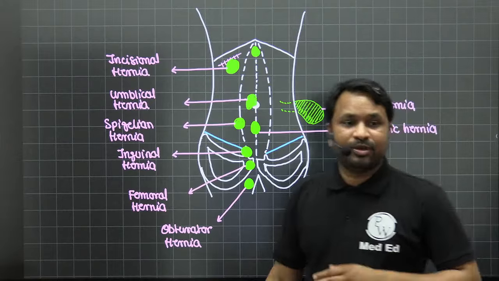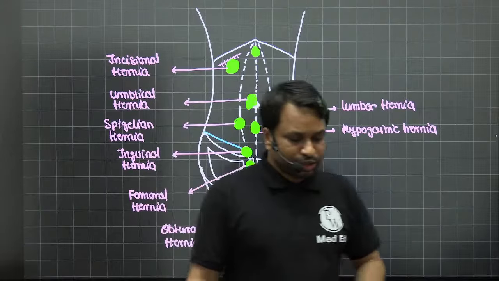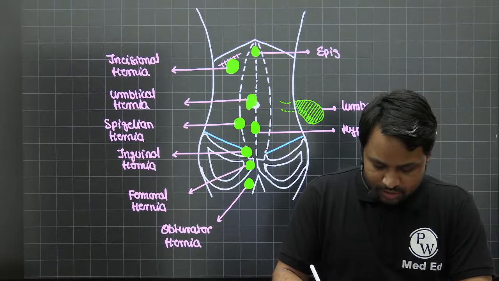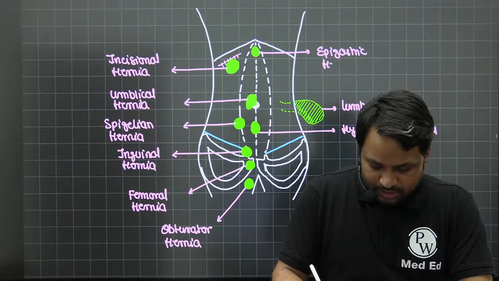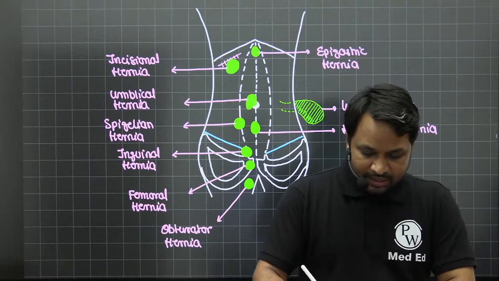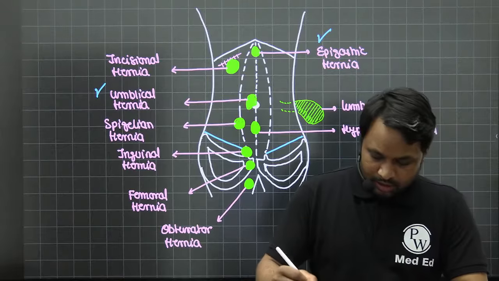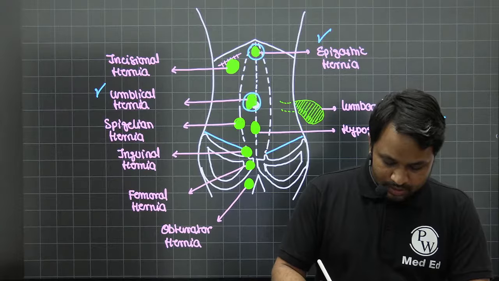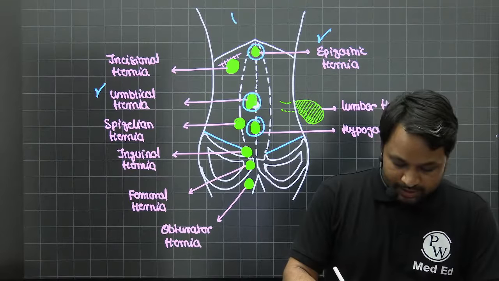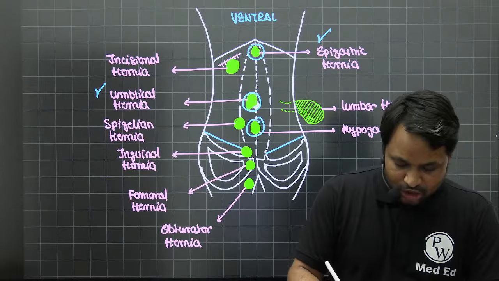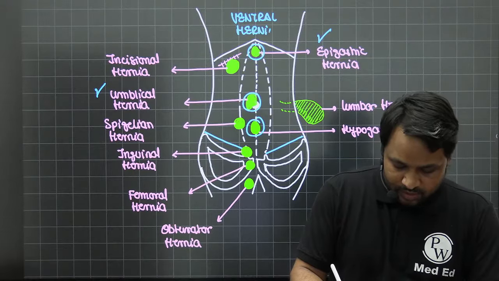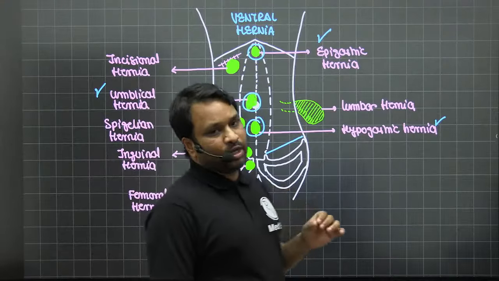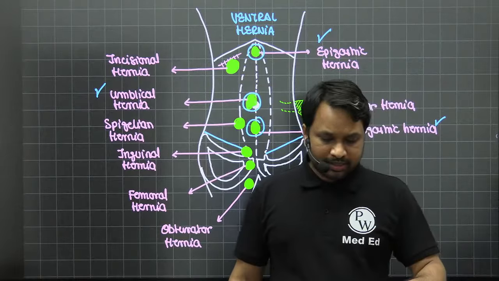One that arises from the previous incision is what we call an incisional hernia. And one that is present here is what we call the epigastric hernia. In fact, the epigastric hernia, the umbilical hernia, and your hypogastric hernia, whichever is present in the midline, all three of them are commonly called ventral hernias. So whichever is present from the xiphisternum to the pubic symphysis in the midline is called a ventral hernia.